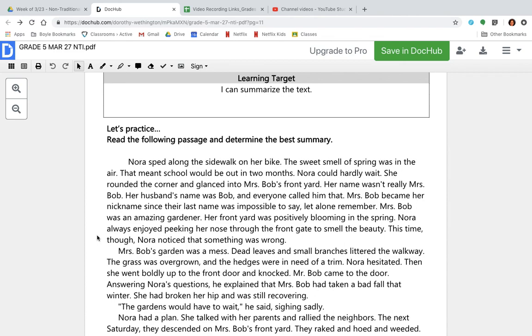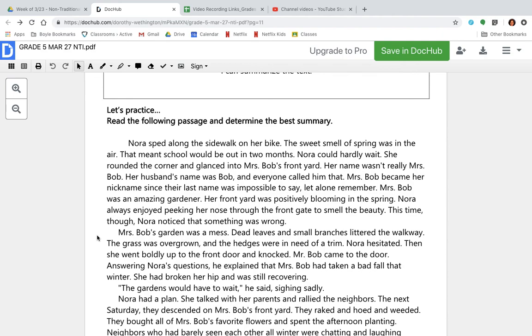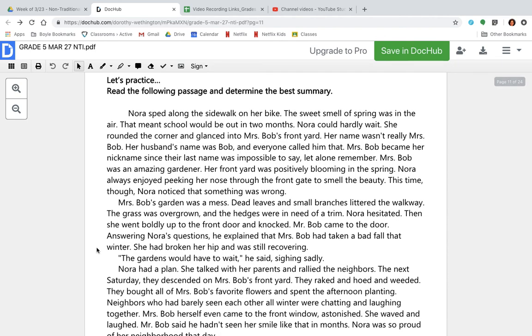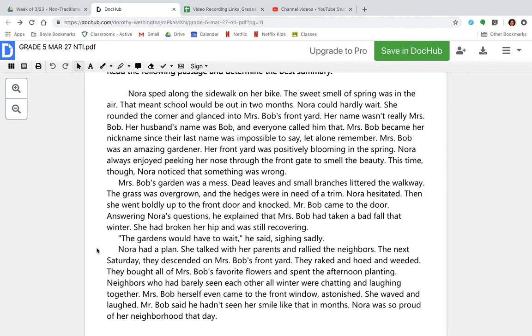This time, though, Nora noticed that something was wrong. Mrs. Bob's garden was a mess. Dead leaves and small branches littered the walkway. The grass was overgrown, and the hedges were in need of a trim. Nora hesitated. Then she went boldly up to the front door and knocked. Mr. Bob came to the door. Answering Nora's questions, he explained that Mrs. Bob had taken a bad fall that winter. She had broken her hip and was still recovering. The gardens would have to wait, he said, sighing sadly.